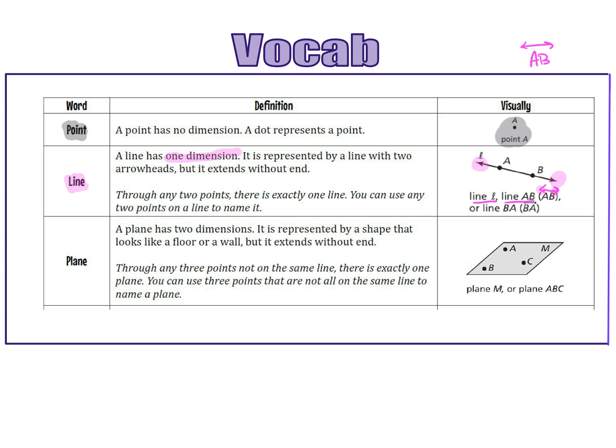The next vocabulary word is a plane. A plane is basically like a piece of paper. It has 2 dimensions. It looks sort of like a floor or a wall, but it extends forever without end. So even though we're only seeing a portion of this plane here, we're pretending that it goes on forever in all directions. Any 3 points can define a plane. And here you can see this is labeled as plane M, which does not have a point there, so I could call it plane M if it's named this way, or I could use 3 points to define it. This is plane ABC or BAC, any combination of those 3 letters.